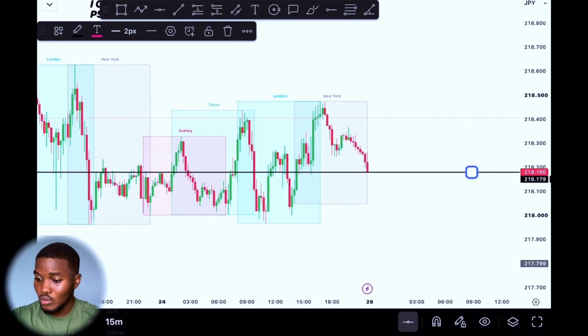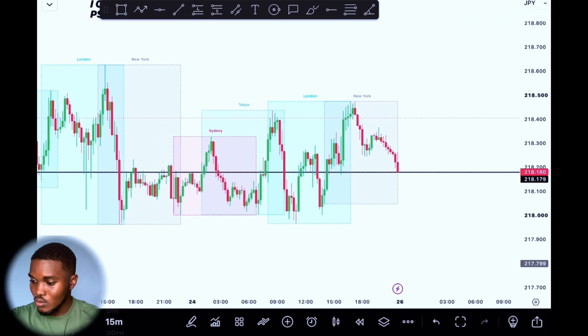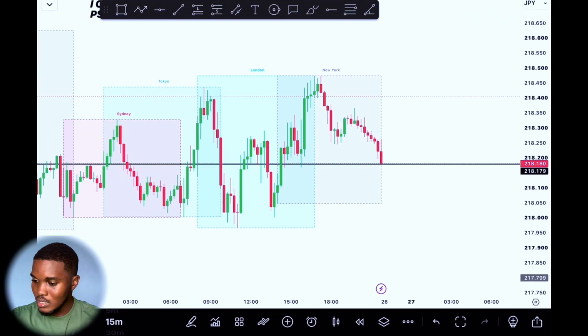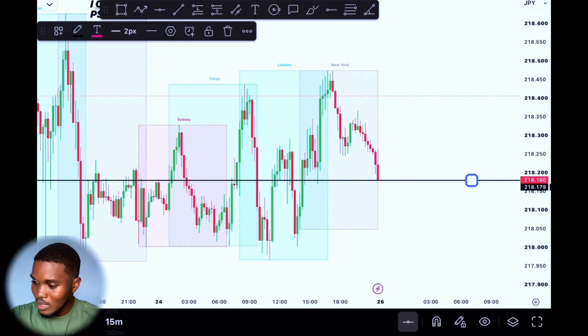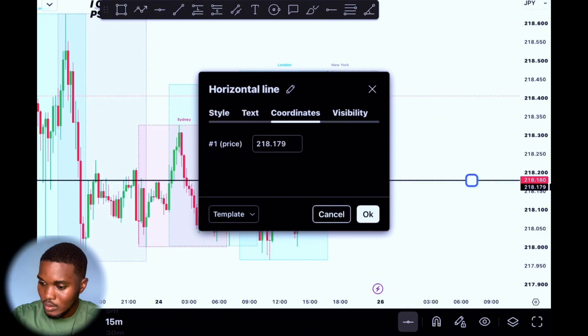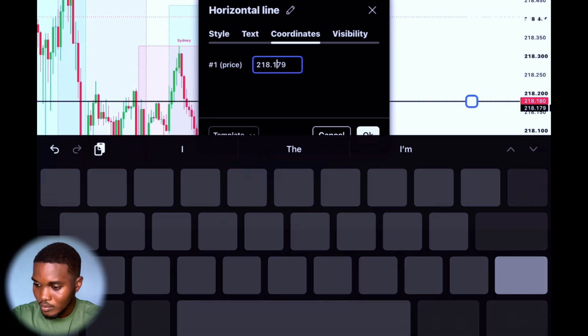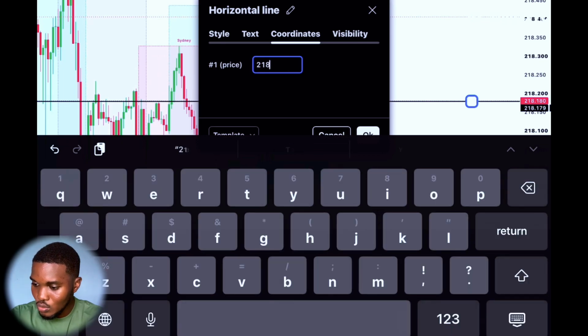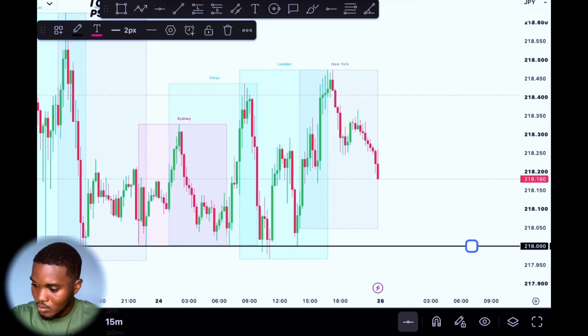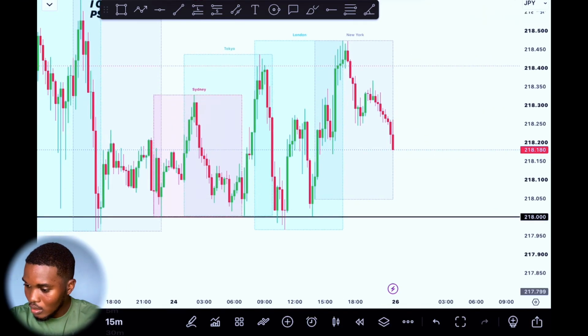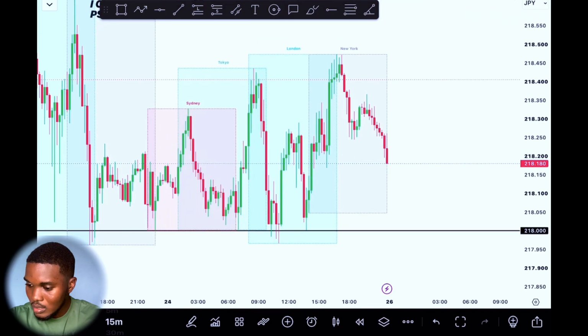Now on GBP JPY, it's a little bit different. You can see that the currency is in 3 digits, whilst gold sits at 4 digits, and so it's a bit different. So let's get into it. Just as we've done here right now, we round it. It's basically the same thing. We round it to 218.000. That's it.